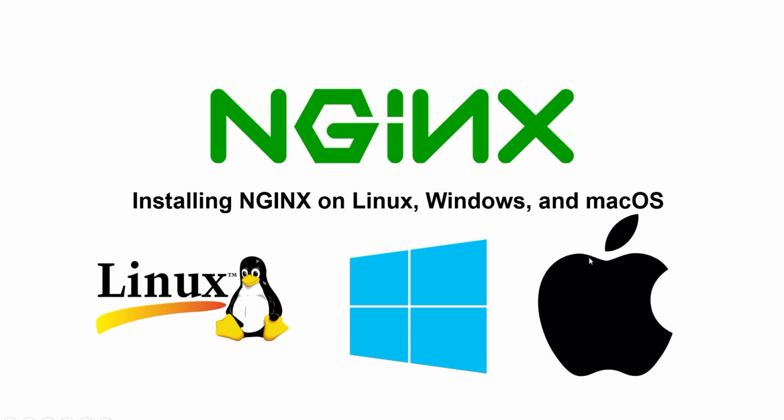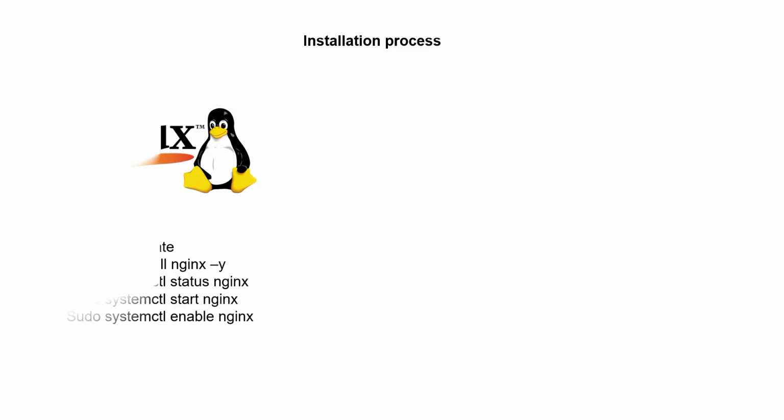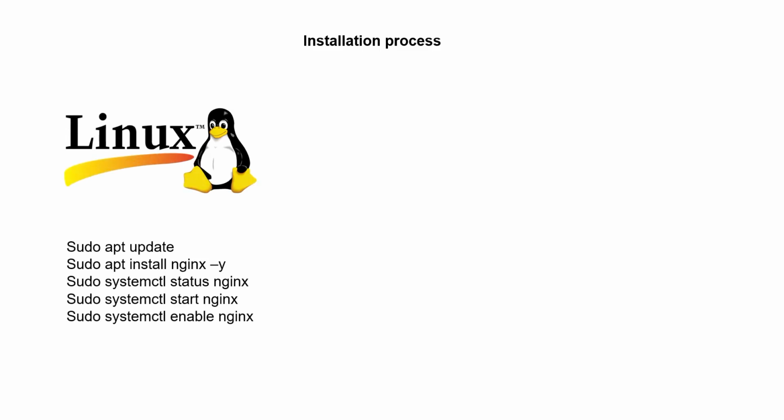Hello and welcome to the next series of NGINX, which is installing NGINX on Linux, Windows, and Mac operating systems. NGINX can be installed on various operating systems. We have CentOS, Red Hat Linux, Windows, and Mac. First, we will go on with the Linux installation. How can we install NGINX on our Linux?